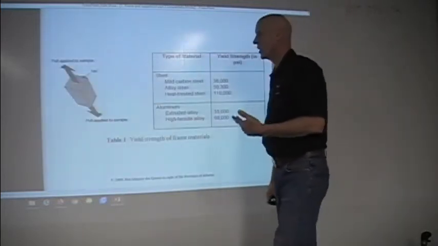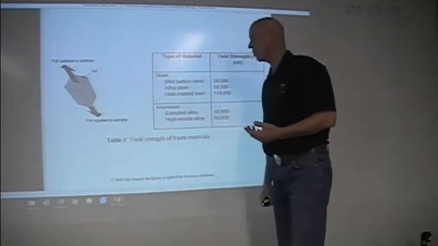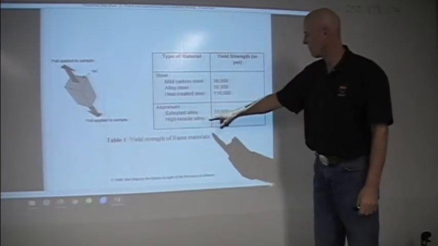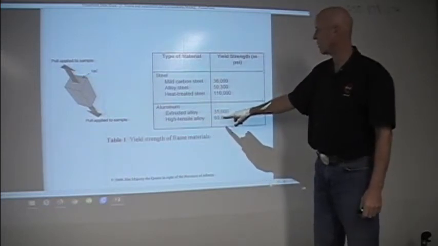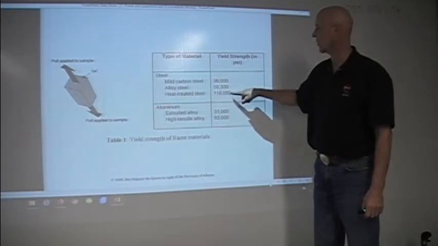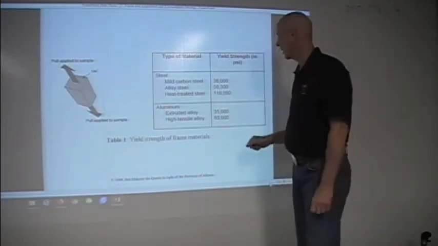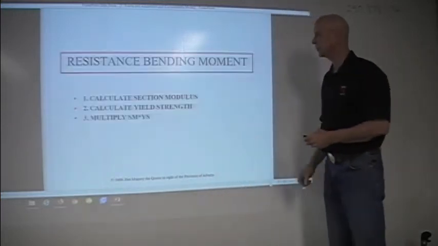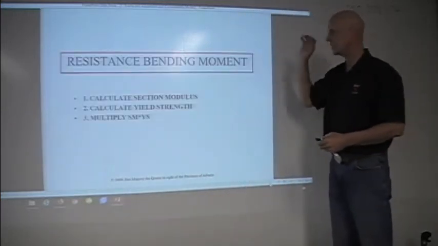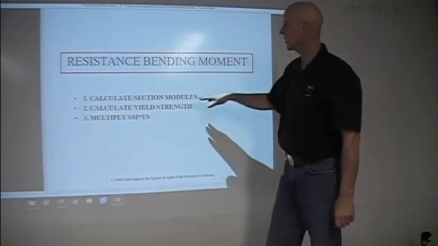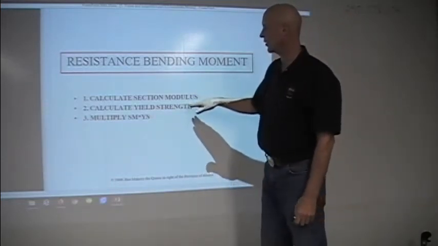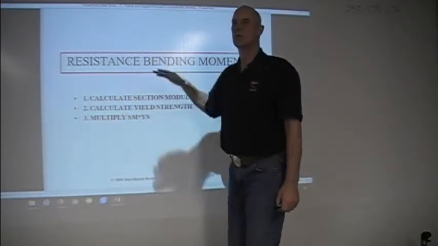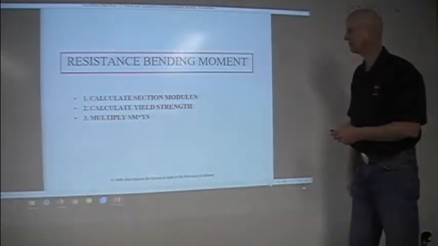So what types of stresses do we get on a frame rail? Well, we get all sorts of them. So here, this is the one I was talking about. Aluminum, 60,000 psi. When we get up to heat-treated steel frame rails, 110,000 psi. So almost double for the same type of material. Now, resisting bending moment is: calculate the section modulus, calculate the yield strength, and then multiply the section modulus by the yield strength, and that will give you your resisting bending moment.